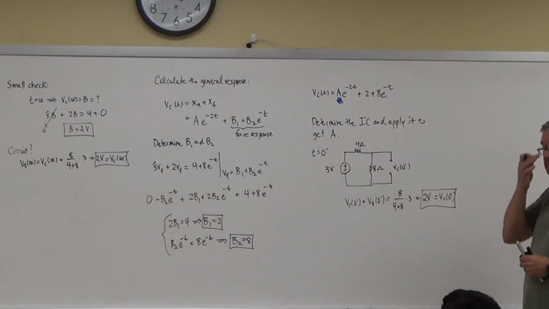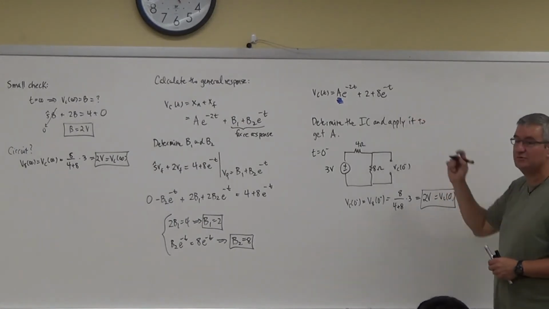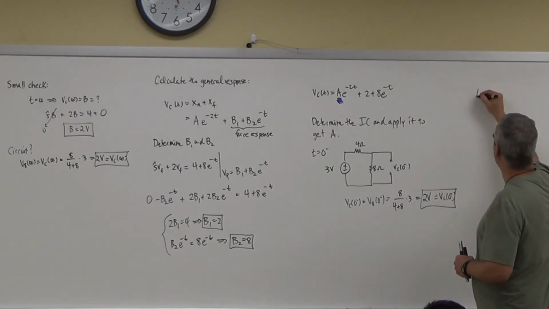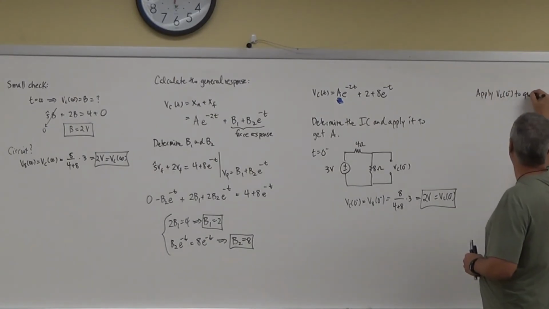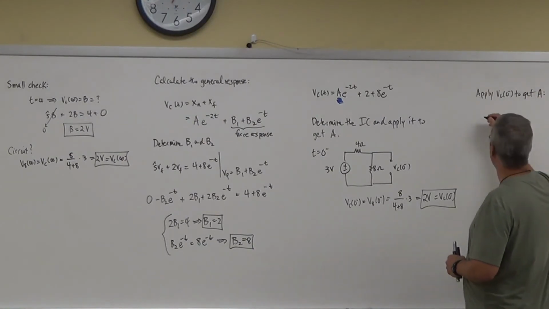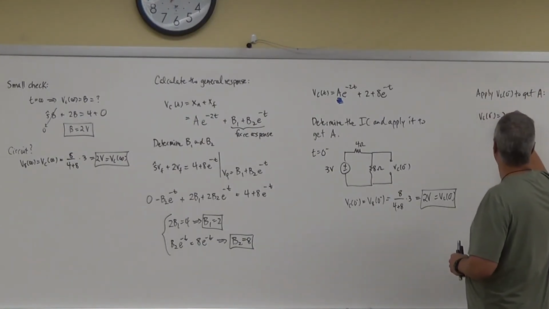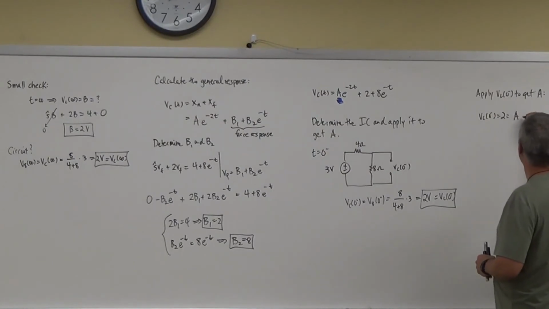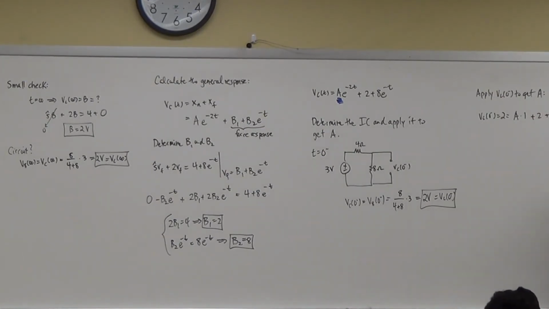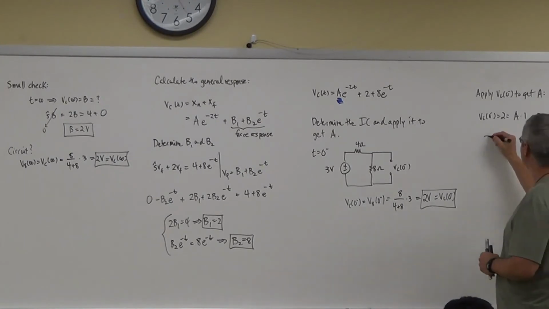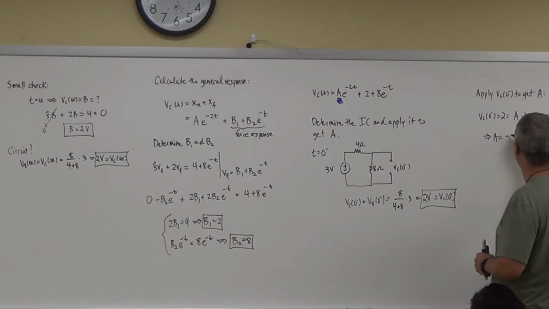So now I'm going to apply this condition to this. Applying VC of 0 minus to get A, we say that VC of 0 minus, which is 2, is the same as A e to the 0, which is 1, plus 2 plus 8. If I have that equal to 2, you can see that this 2 and this 2 cancel out, so then A has to be negative 8. So this implies that A has to be negative 8 volts.